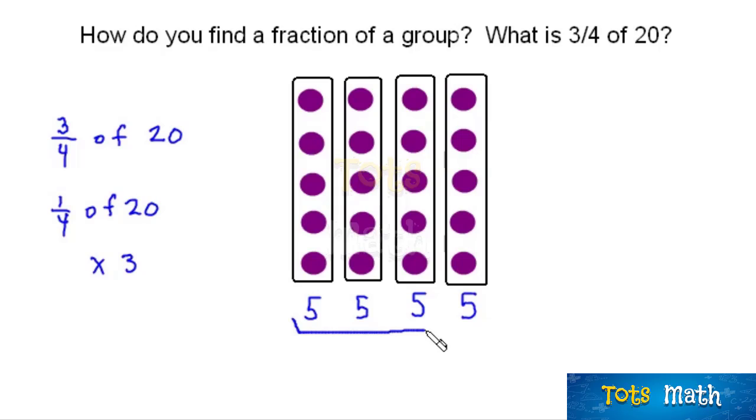3 of those groups would contain 3 groups of 5. And 3 times 5 equals 15. So 3/4 of 20 equals 15. Now that's how it looks visually. But you don't want to have to draw circles or squares or whatever every time you have to solve a problem like this. So let's find a shortcut.